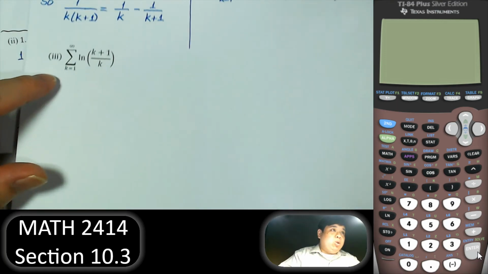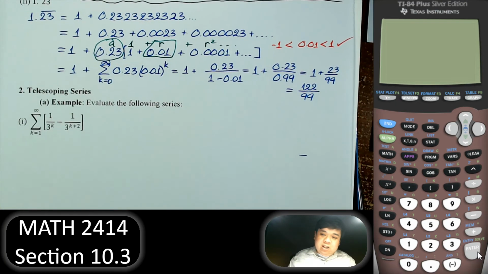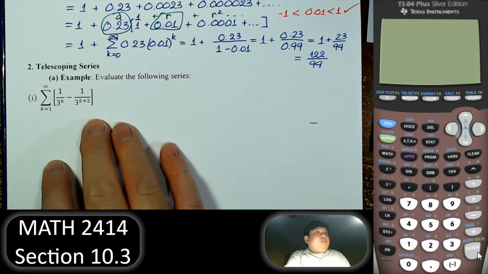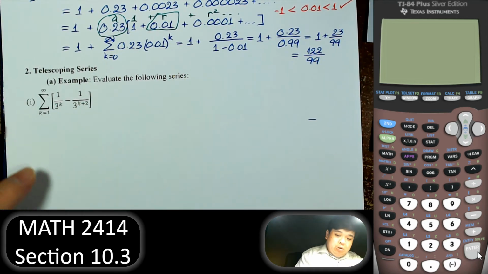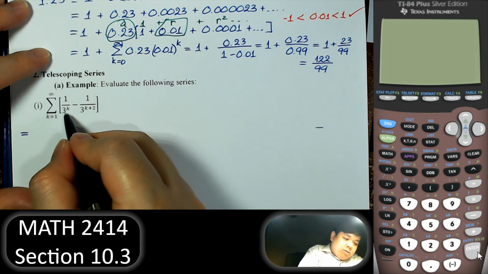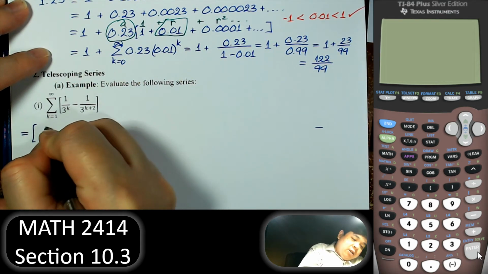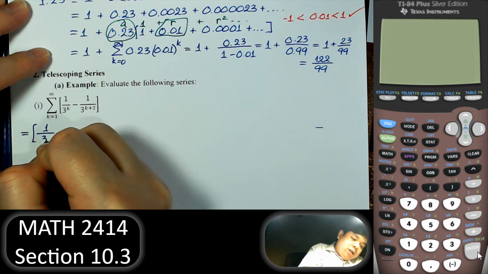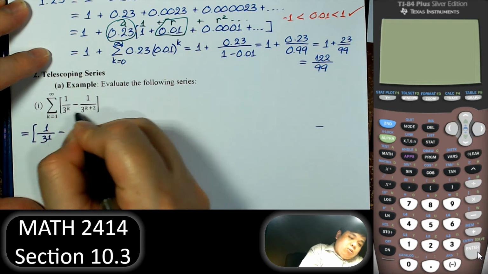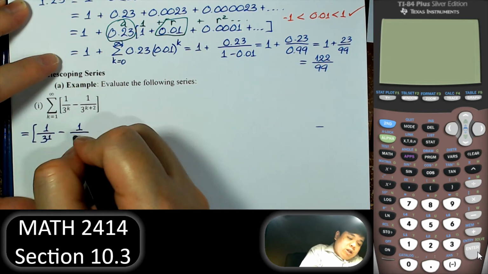Right. We still have number 3 here, but let's do this one first. Right. So let's look at this. It will be useful if we write out the first few terms. What happens when k equals 1? Put 1 here. 1 over 3 to the first minus 1 over 3 to the 1 plus 2, 3.